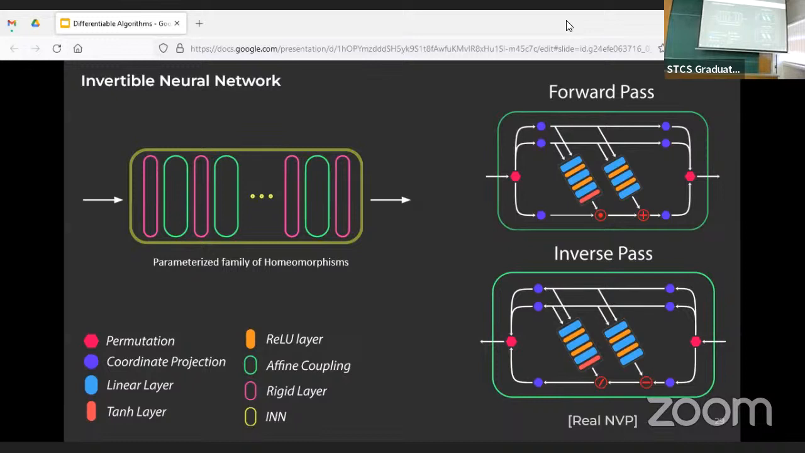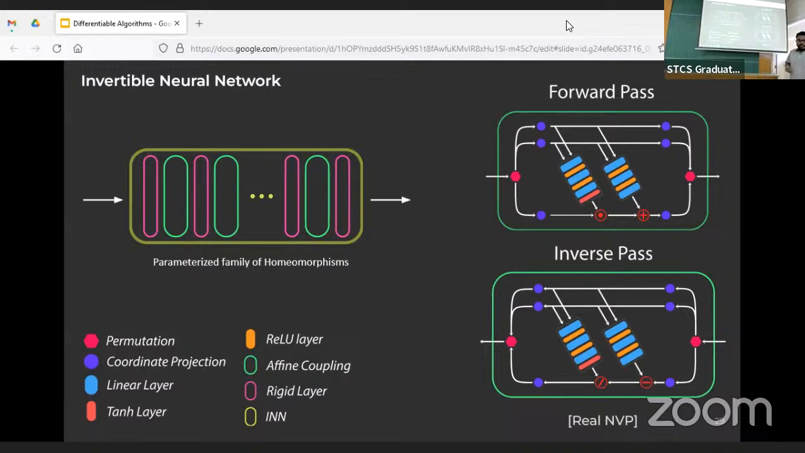So one is volume preserving transformations, and in another, the volume need not be preserved. In this forward pass, we do have a bunch of ReLU layers, right? But ReLU is not invertible. So how do you get around that?